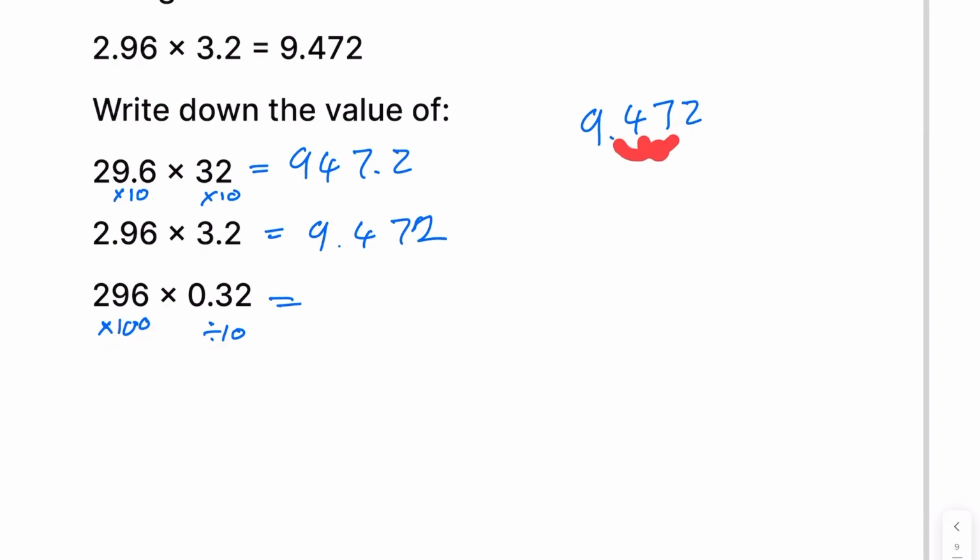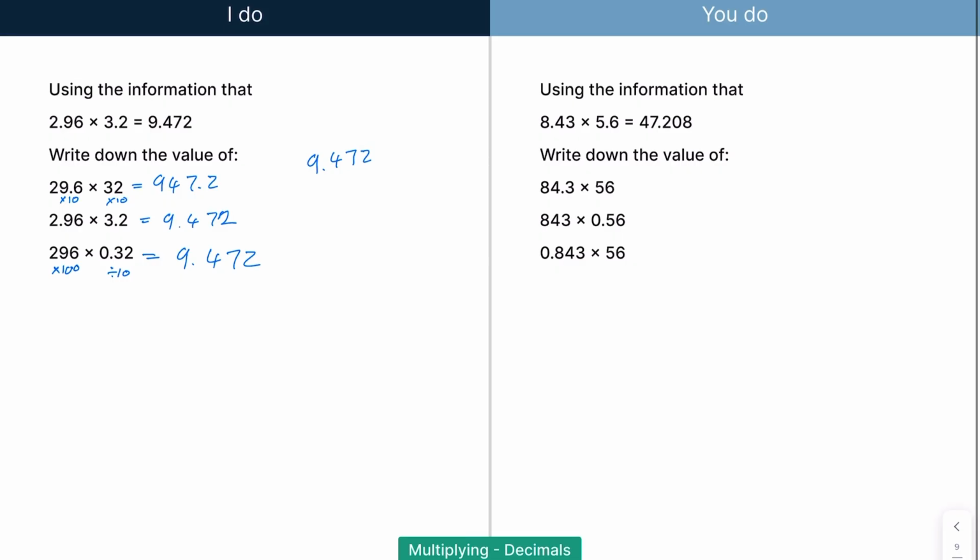So that means I'm going to hop 2 to the right. So it ends up there. And then I'm going to divide by 10. So it ends up there. So the answer is 9.472. So hopefully you've pressed pause and had a go at the example on the right.